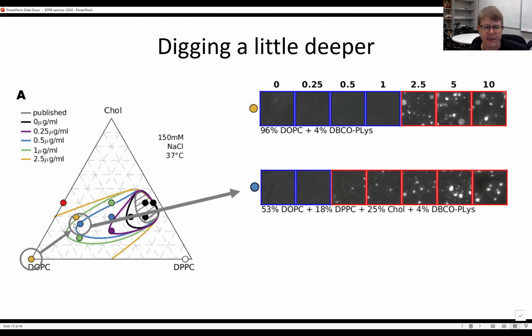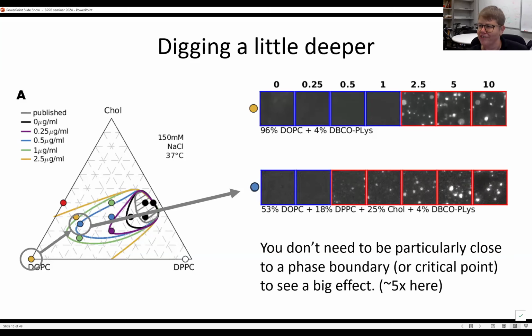We can walk towards the phase transition, but not go as far as I did in the other pictures, and still see that pre-wetting is potentiated. And this is just to say you don't need to be anywhere near this phase transition for this to matter. You really don't need to be near a critical point either. It's just a really robust effect.